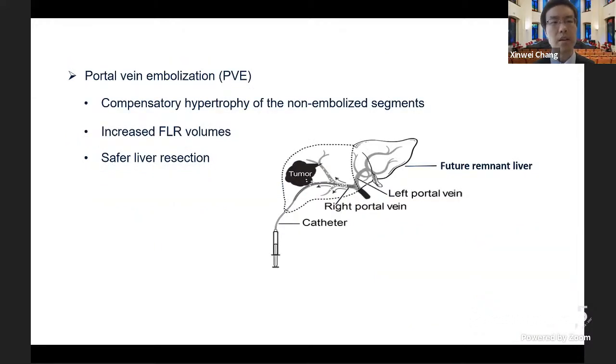Another procedure is portal vein embolization. It can induce compensatory hypertrophy of the non-embolized segments and increase the future liver remnant volumes. Therefore, the portal vein embolization allows a safer liver resection.